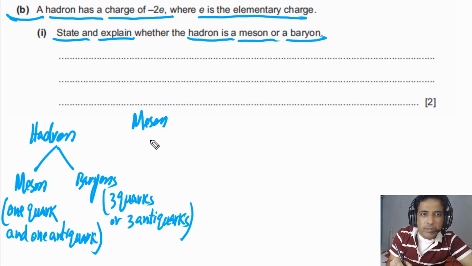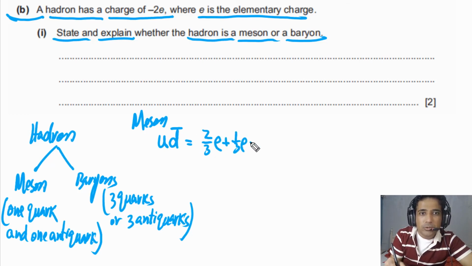Let's say we have a meson that consists of 1 up quark and 1 down antiquark. So this is the composition of the meson. In this case, the charge on the up quark is +2/3e and the charge on the down quark is -1/3e. But this is an anti, so the charge will be +1/3e. So the total charge in this case will be +1e.